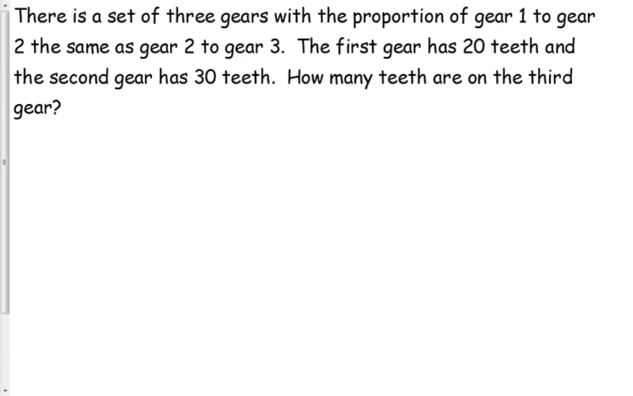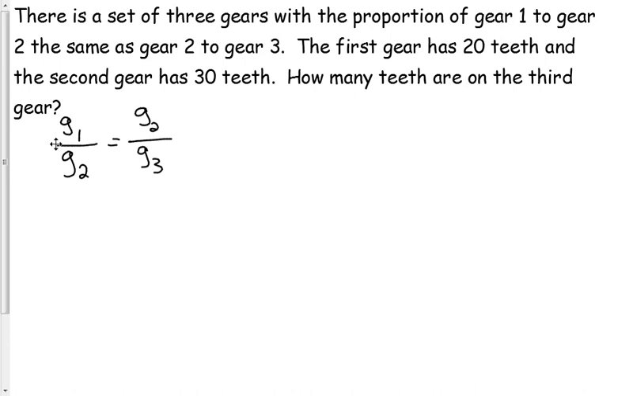There's a set of 3 gears, but the proportion of gear 1 to gear 2 is the same as gear 2 to gear 3. The first gear has 20 teeth and the second has 30 teeth. How many teeth are on the third gear? So when I read it, it has proportion, so automatically I know fraction equals fraction. And it says proportion of gear 1 to gear 2, so this is G1 to G2, is the same as gear 2 to gear 3. That's my proportion right there. Gear 1 to gear 2 is in the same ratio as gear 2 to gear 3.